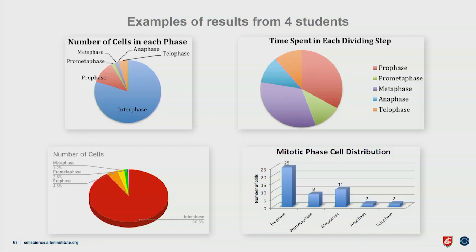Most of them, in thinking about what they're going to see, say that prophase is probably going to be the longest, the second longest stage of mitosis, because there's so much going on. Chromosomes have to condense, and the mitotic spindle has to be built. And then on the right, you can see that the next most prevalent stage in their data set is actually metaphase, and this kind of surprises students because we teach them that metaphase is just when the chromosomes line up in the center of the cell.